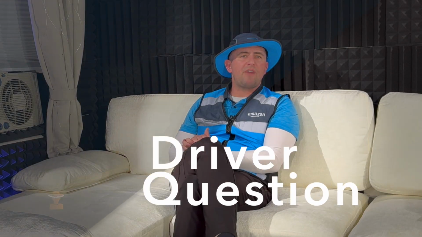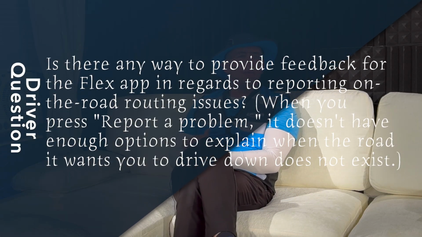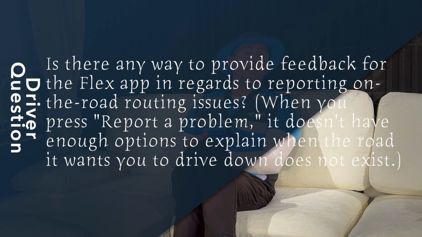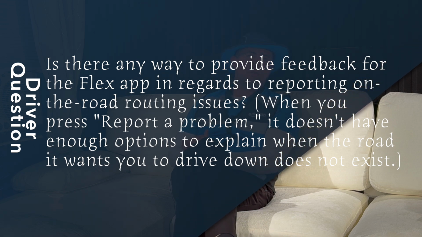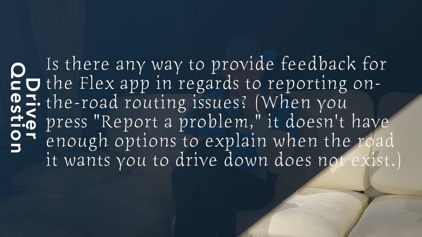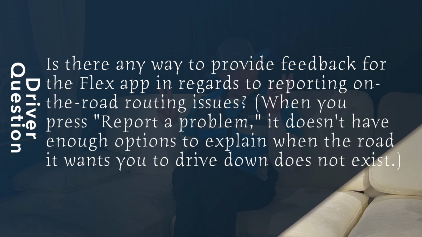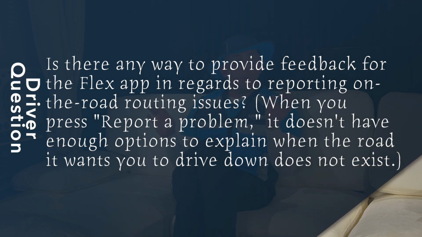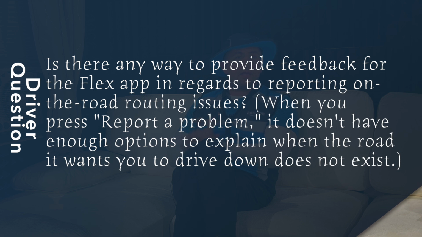Is there any way to provide feedback for the Flex app in regards to reporting on-road routing issues? When you press report a problem, it doesn't have enough options to explain that the road it wants you to drive down doesn't exist.